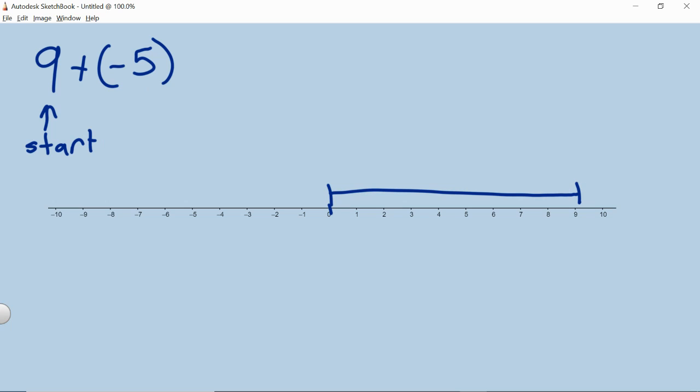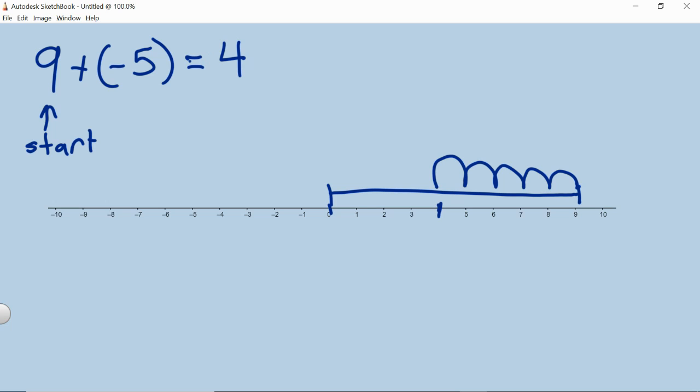Now, if we're adding a negative number, we're going to do the opposite of what you do when you add a positive number. If I added positive 5, I'd be going 5 to the right, but I'm adding negative 5. So we're actually going to go 1, 2, 3, 4, 5 to the left. And we end up with our answer of 4.